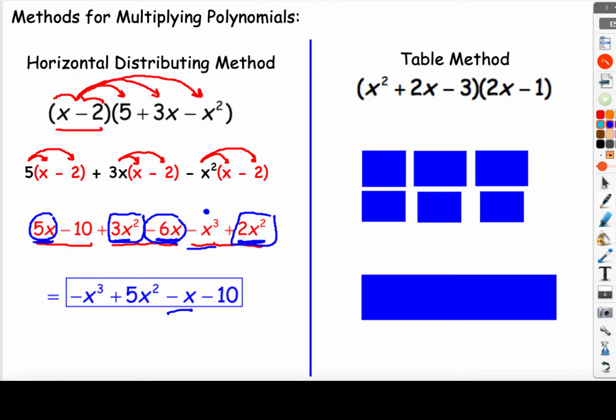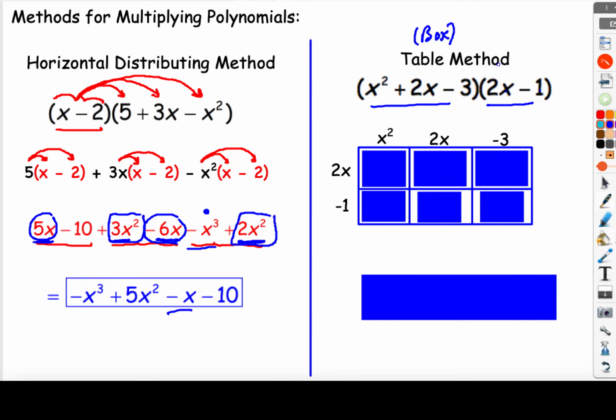Now, another way to look at big statements like that is use what's called a table method. It's just an easier way to keep track of your terms. And what the table method does is it's going to take our trinomial and our binomial up top here, and we're going to write them in sort of a table, or what we sometimes call a box method. So what I'm going to do is write those very simply on top and next to a table. So we've got our x squared plus 2x minus 3, our first trinomial here, written on top. And we have our 2x and our -1 written down the side here.